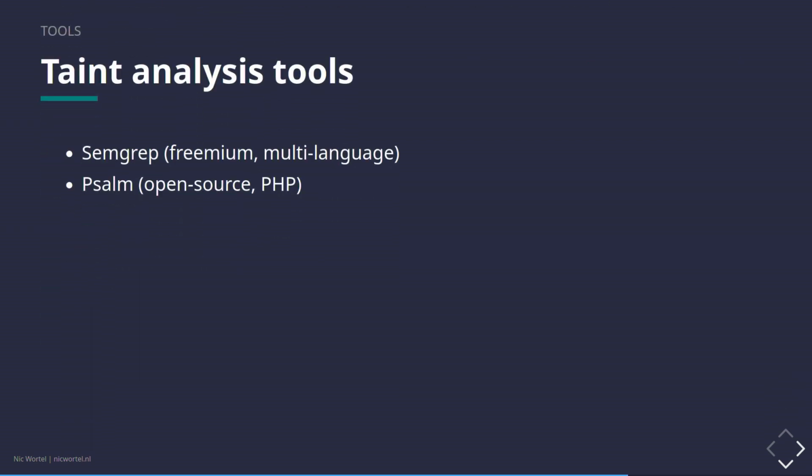So there's some tools available for this. One of them, and I'm not listing all of them, I'm just picking out two options here. One of them is Semgrep, which is a tool not specifically for PHP, but for many languages. And we have Psalm. And Psalm is actually one of the two popular static analysis tools in PHP. And it also supports this taint analysis.